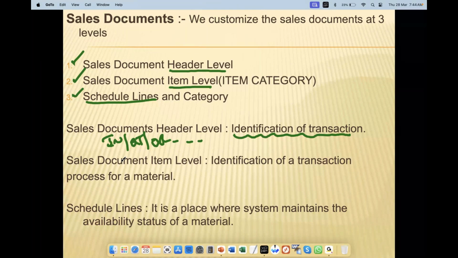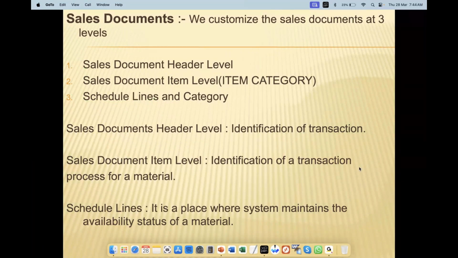Then what is item level? Item level is all about the identification of the transaction process. So when I say transaction process: how a material is to be presented, what is the price, what is the category. So item level is all about product presentation control.